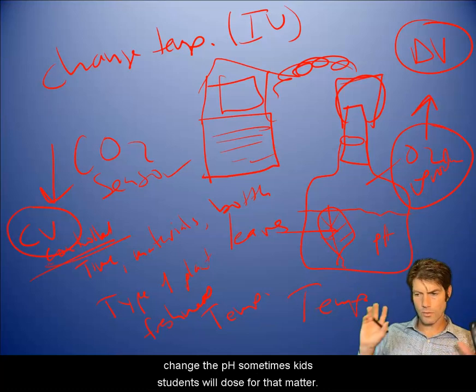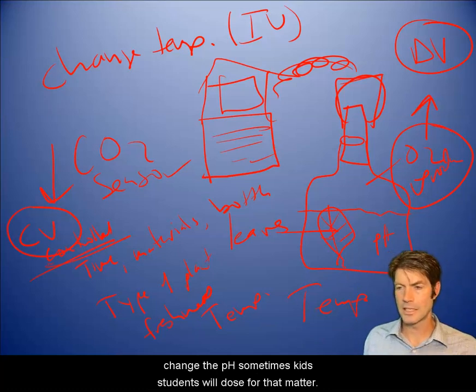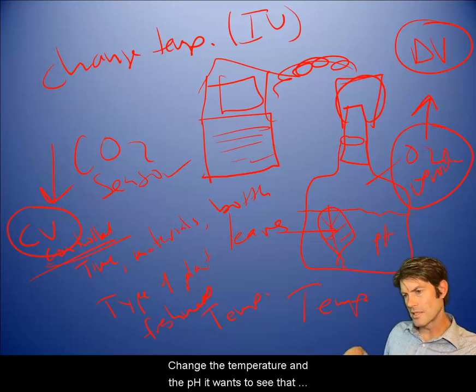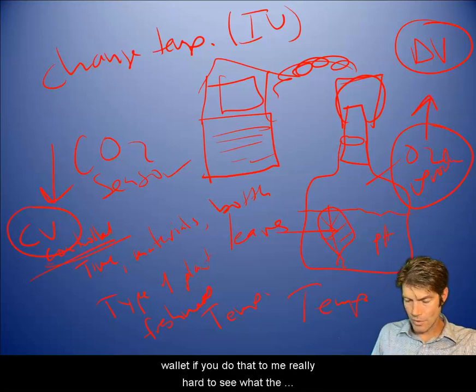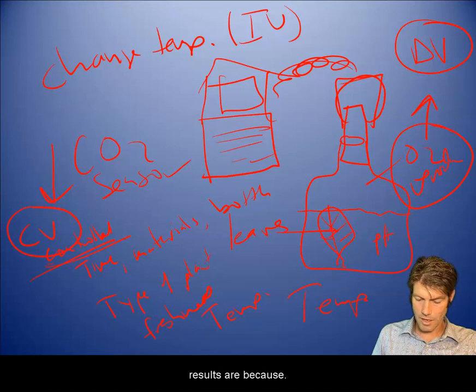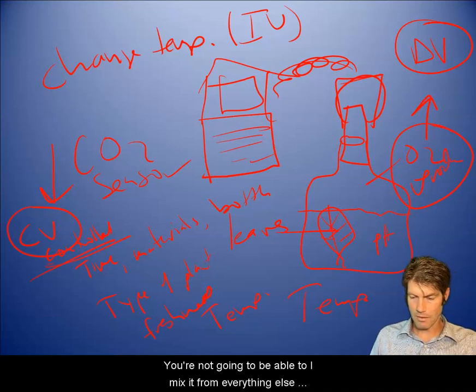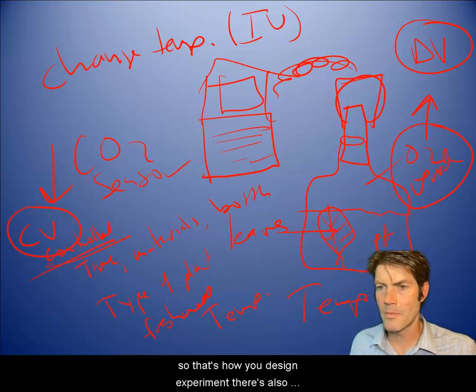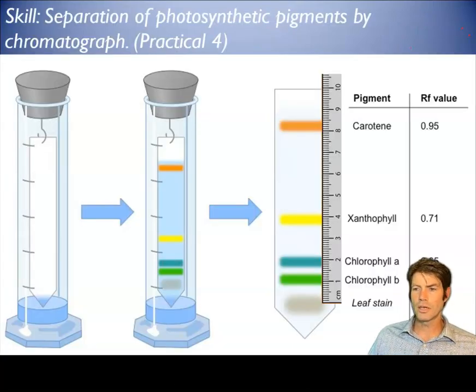Sometimes students, adults for that matter, will design something where we'll change the temperature and the pH at once. Well, if you do that, it's going to be really hard to see what the results are because you're not going to be able to unmix it from everything else. So that's how you design an experiment. There's also examples in your book.